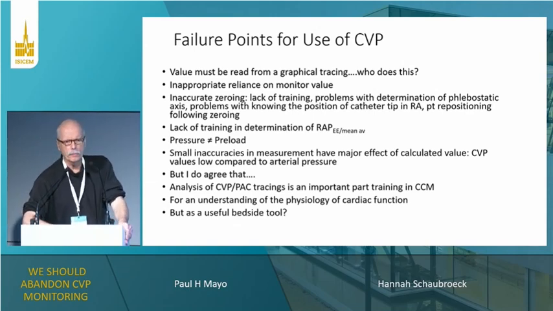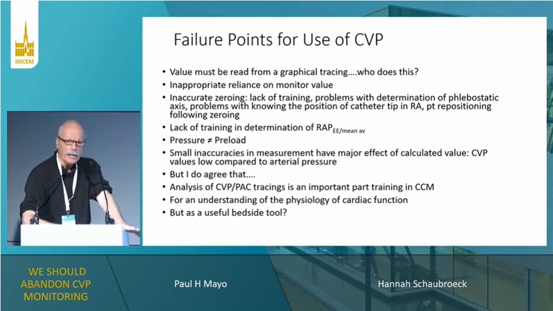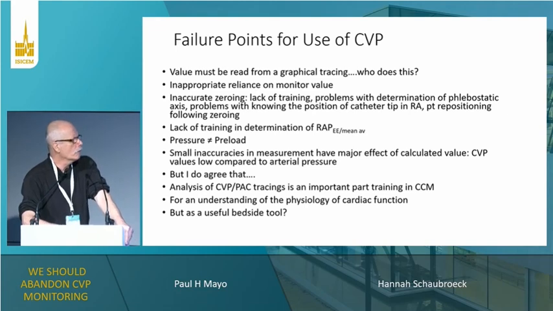Failure points for use of CVP. Has to be read from the graphical tracing, in my opinion. There's inappropriate reliance on the monitor value, garbage in, garbage out. There's inaccurate zeroing. There are major problems with determination of phlebostatic axis, knowing the catheter tip position, and then the problem of repositioning the patient after the system has been re-zeroed. You see it at bedside, there's neglect in making these zeroing measurements.